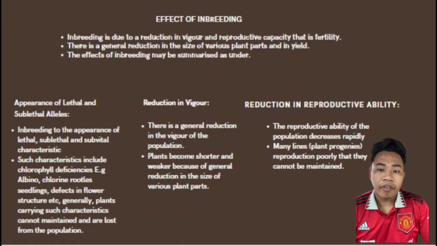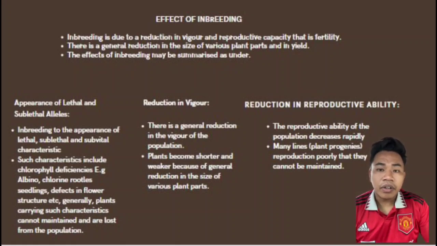First is the appearance of lethal and sublethal alleles. Inbreeding leads to the appearance of lethal, sublethal and subvital characteristics. Such characteristics include chlorophyll deficiency, for example albino, chlorina, rootless seedlings, and defects in flower structure. Generally, plants carrying such characteristics cannot maintain an allele in the population.